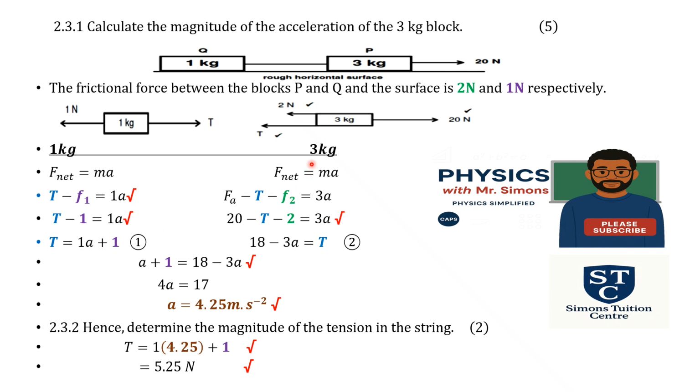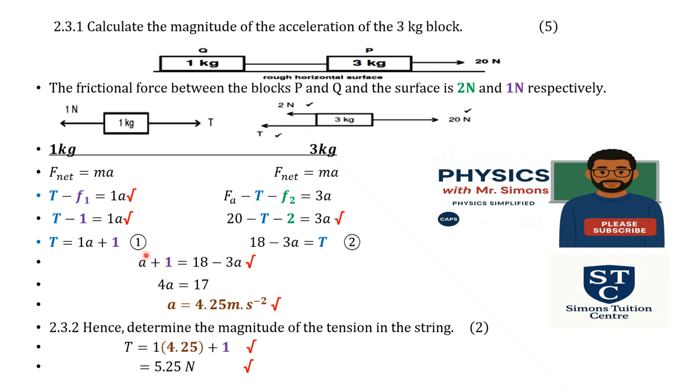If I take negative 1 across, it becomes tension equals 1A plus 1. If you look at the 3 kg, my net forces equal my mass times acceleration. So we have my applied force minus the tension minus the friction equals 3 times A. But my frictional force is 2 newtons, so F2 becomes 2. If I take T across, negative T becomes positive T. 20 minus 2 gives me 18, and if I take plus 3A across, it becomes minus 3A.